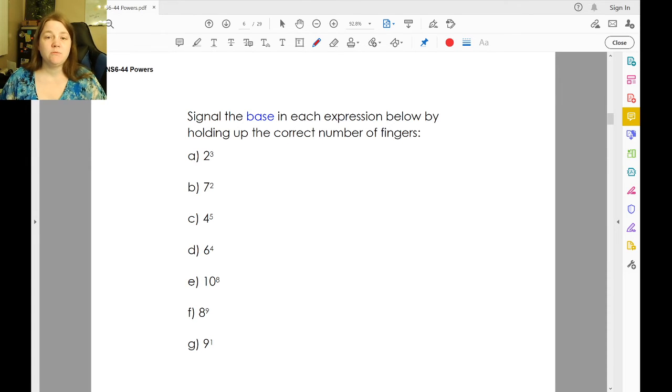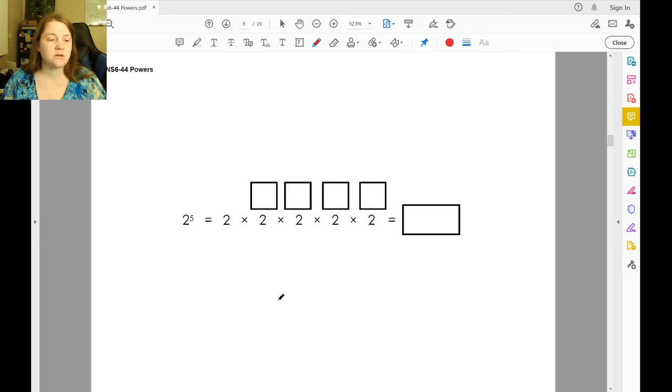What would the exponent be? The exponent is always going to be the little number up on the right. 3, 2, 5, 4, 8, 9, and 1. We can also solve these, and I believe that's what we're going to talk about next. When you see 2 to the 5th power, what that means is 2 times 2 times 2 times 2 times 2. 2 times 2 is 4. 4 times 2 is 8. 8 times 2 is 16. 16 times 2 is 32, which is your final answer.